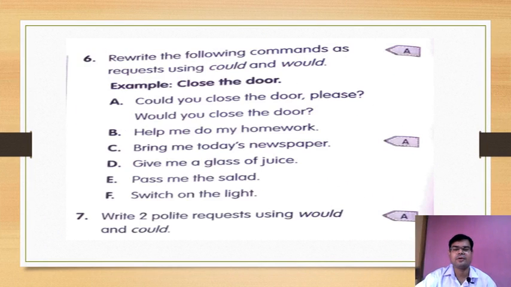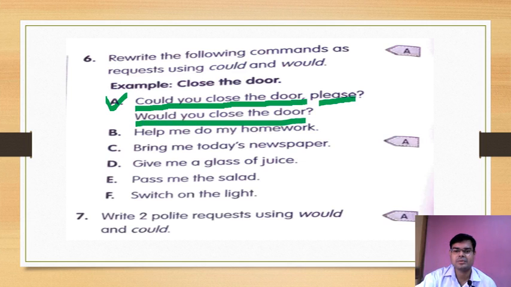Sixth, rewrite the following commands as requests using could and would. Close the door. You have to use could and would. One example they have given so that you can understand. Could you please, could you close the door? And at the last they have used please. Next, would you close the door? Okay, so command and polite request. In a request we have used please, when we make a polite request.